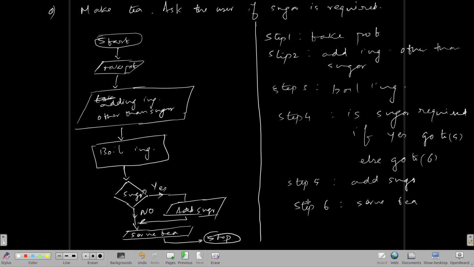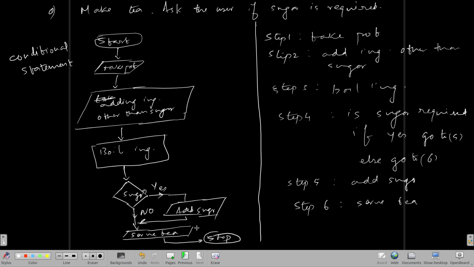So that is it. So here what we have done is we have added a decision box. We have added a conditional statement, right? That is, we needed to make a decision for the flowchart whether to go this way or that way, right? So that is what we did here.